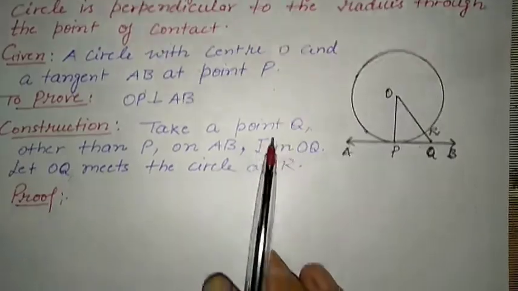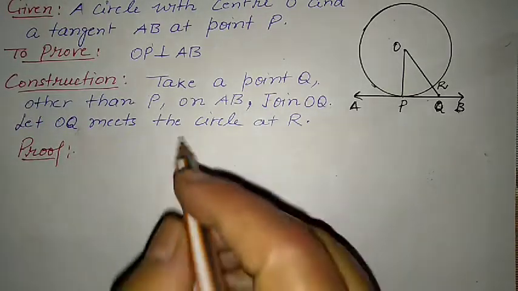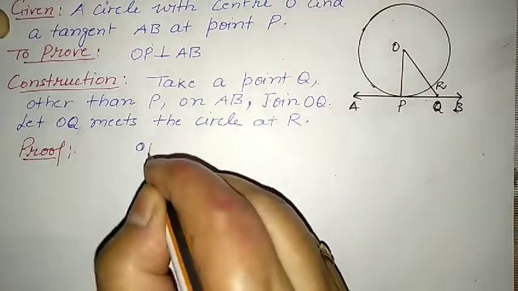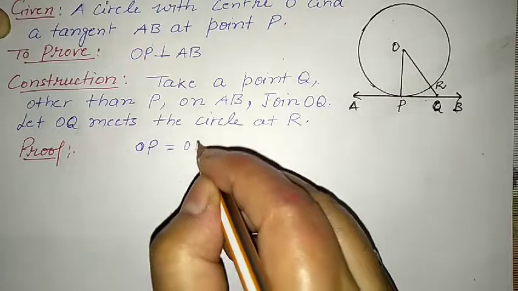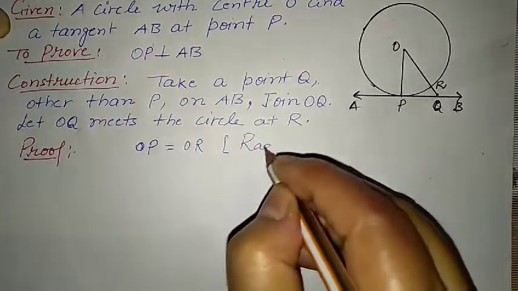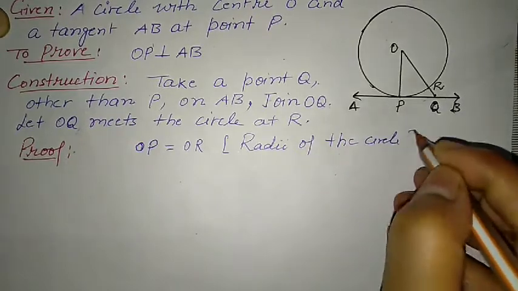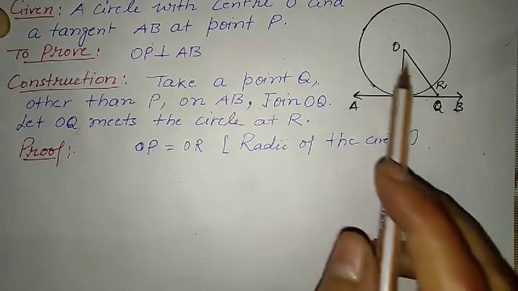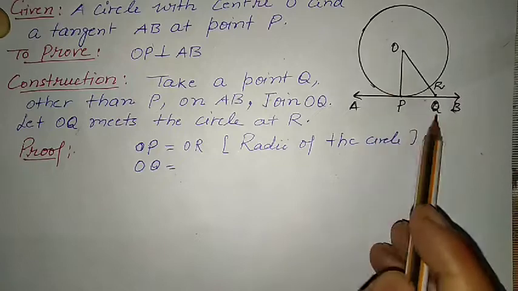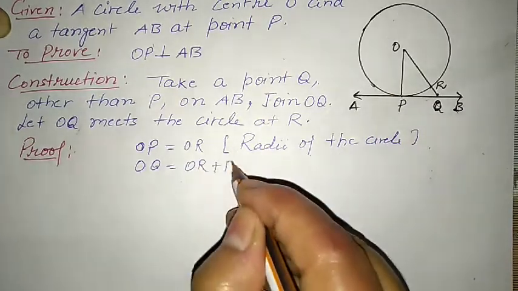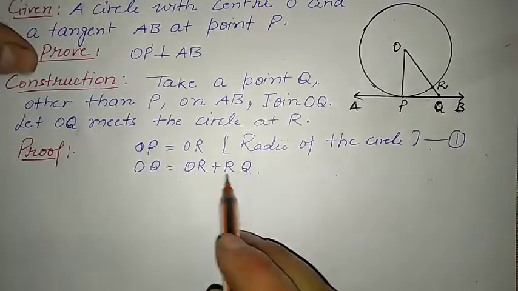Now, how can we prove this? We can see in the figure that OP is equal to OR. Till here, OP is equal to OR, because they are radii of the same circle. Now we talk about OQ. OQ from the figure, what can we write? OQ is equal to OR plus RQ. This is equation 1.